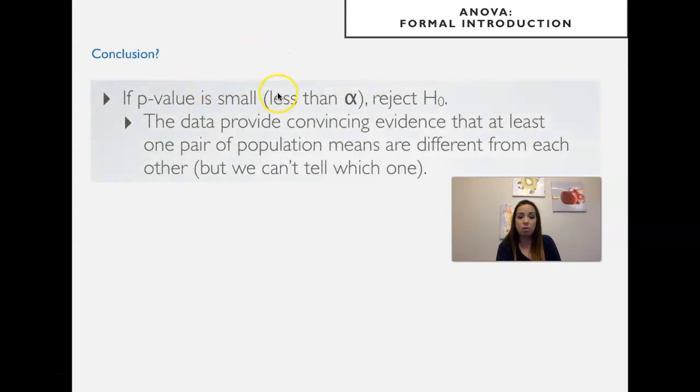It's virtually 0. So what do we do with the null hypothesis? If the p-value is small, less than whatever alpha level you established, again, traditionally 0.05, we reject the null hypothesis. And we say that the data provide convincing evidence that at least one pair of population means are different from each other. But we cannot tell which one. Because remember, the null hypothesis is that all of them are equal. The alternative is that at least 2 means are different from each other. At least 2 are deviating a lot from the grand mean, let's say.